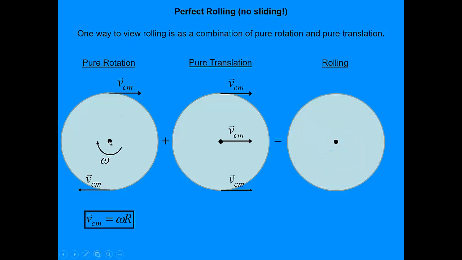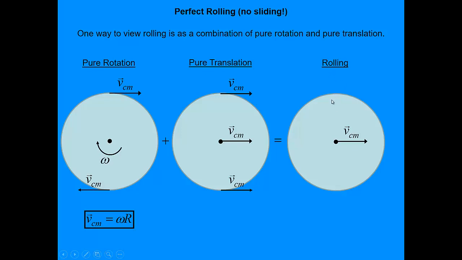So the center of mass isn't moving at all for pure rotation. Translationally, it's moving with the speed of the center of mass. You add those up. The center of mass, of course, moves with the speed of the center of mass. That kind of makes sense, right? That's what we call perfect rolling. However, look at what happens at the top and the bottom.